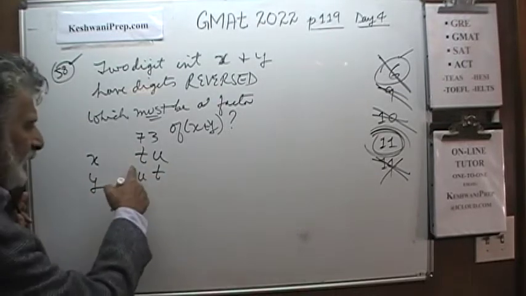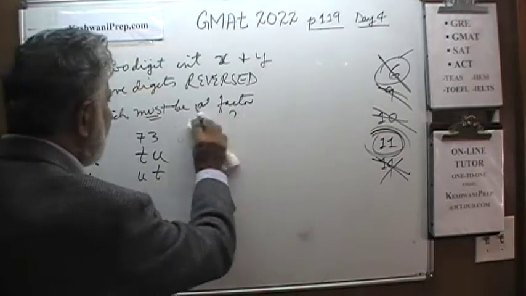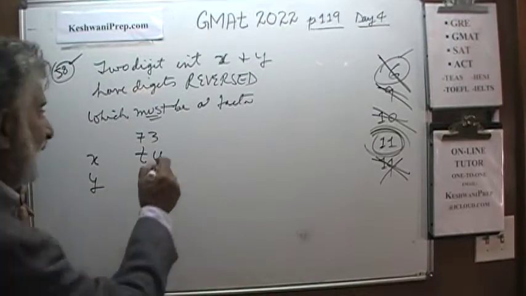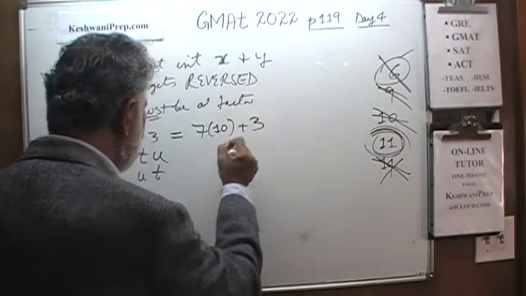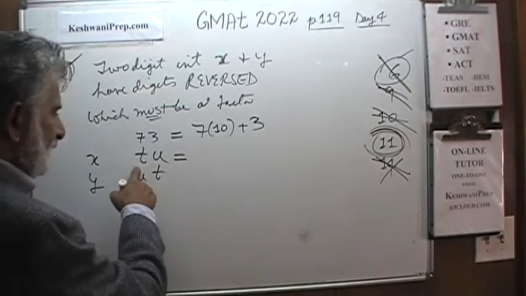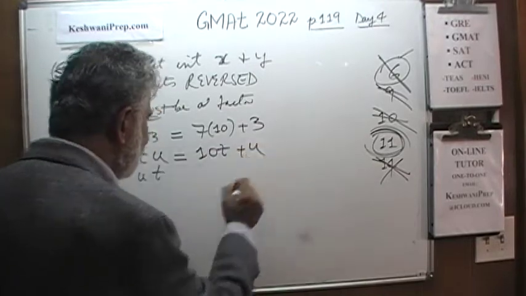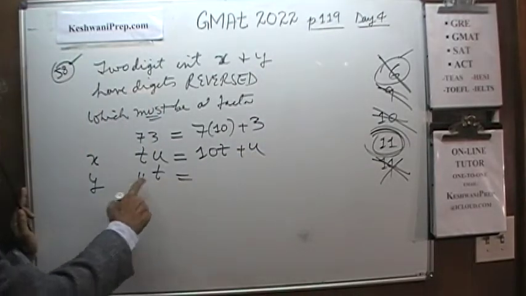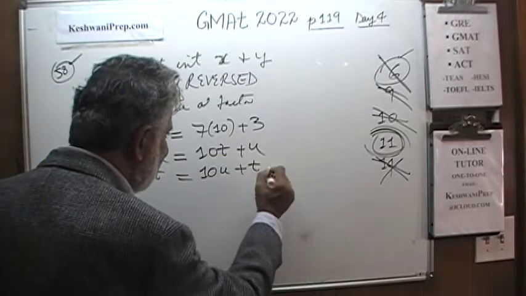How do we write tu? How do we write 73? Well, 73 in the language of algebra is simply 7 times 10 plus 3, which is exactly what this is. This is a tens digit, so it is 10 times T plus U. And since the digits are reversed, this one is 10 times U plus T.